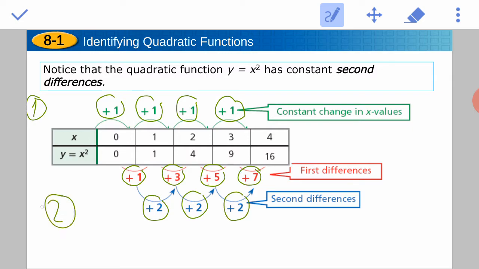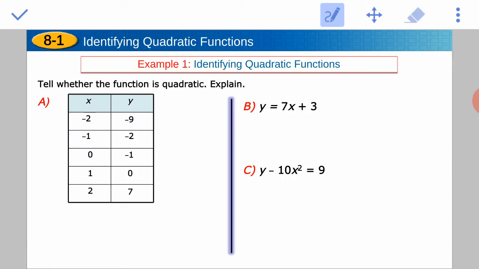So what are the conditions to be a quadratic function? For any set of data to be a quadratic function, the first condition, there is a constant change in x values. The second condition, there are constant second differences of y values. Not the first differences, but the second differences. Take this example. In example number one, guys, we're going to identify a quadratic function from a given table or a given equation. Look at this table, guys. We're looking for a constant change of x values and constant second differences of y values.